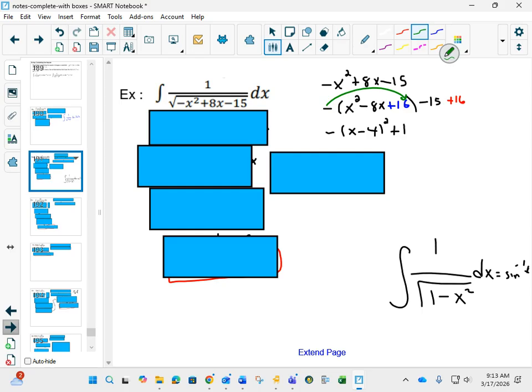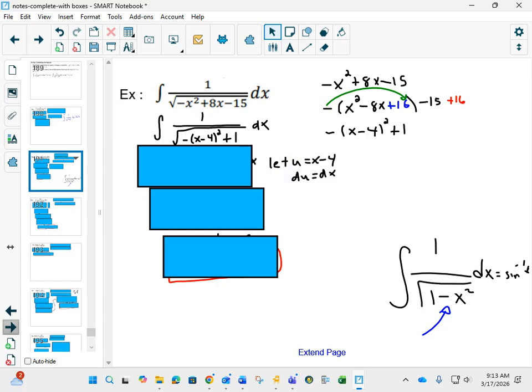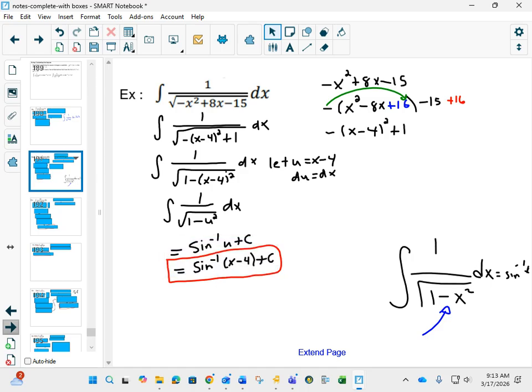But it allows us to change this to negative x minus 4 squared, and I could rewrite this. I probably would have rewritten it with the 1 first right away: 1 minus x minus 4 all squared. Then we can make our u equal to x minus 4, do a substitution, and we've got our perfect sine inverse. So it's going to be sine inverse u, substitute that, and we get sine inverse of x minus 4 plus c.